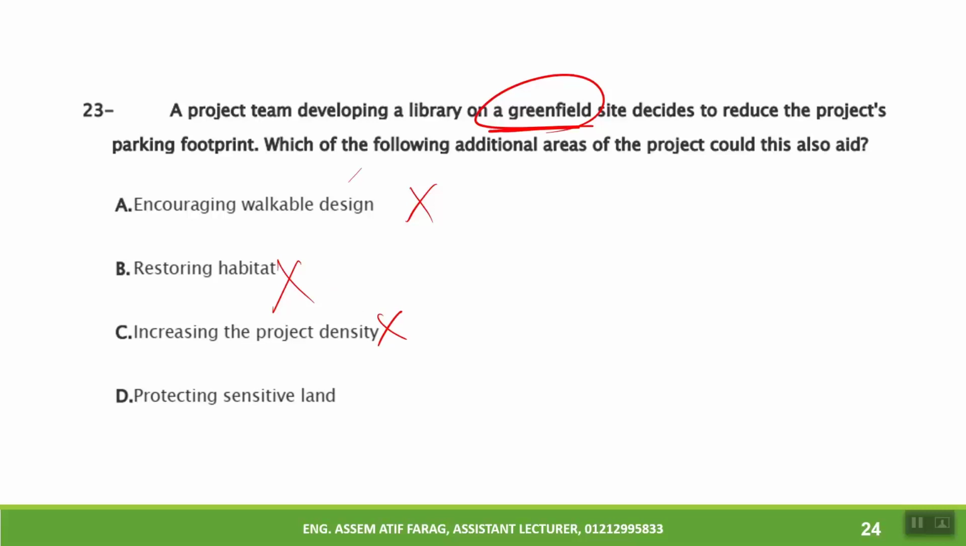Finally, for option number D, protecting sensitive land. One of the synergies with parking reduction is that the land now not being used for parking is being protected from development, reducing the environmental impact from the location of a building on a site. So this option is correct. This will be the last question for this session.